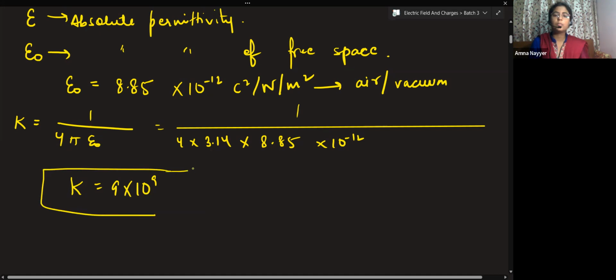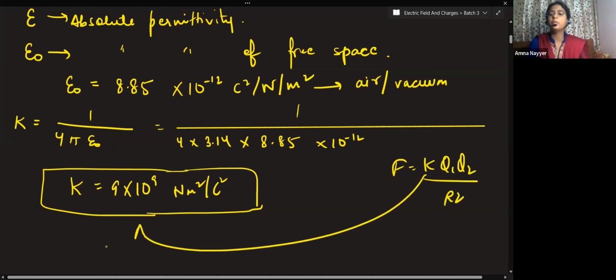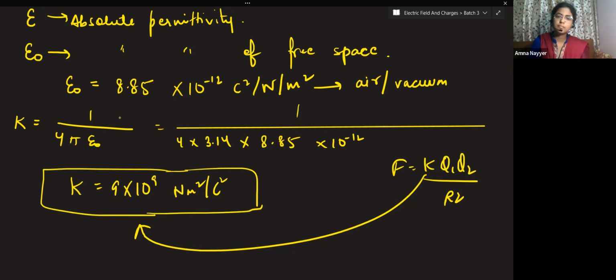All the units will be reciprocal, Newton meter square per Coulomb square. So in the formula, F is equal to K Q1 Q2 divided by R square. Put the value of K from here. Q1 is one charge, Q2 is another charge, R is the separation between the two charges. Is this clear? Yes, ma'am.